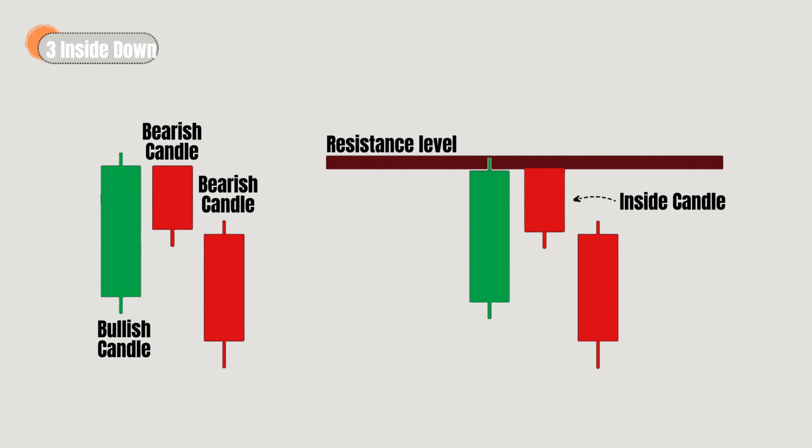In the resistance area, selling pressure increases due to buyers booking profits and sellers entering at higher levels. You can enter a short trade by placing your stop loss slightly above this resistance area. Let's now understand the 3 outside up pattern.